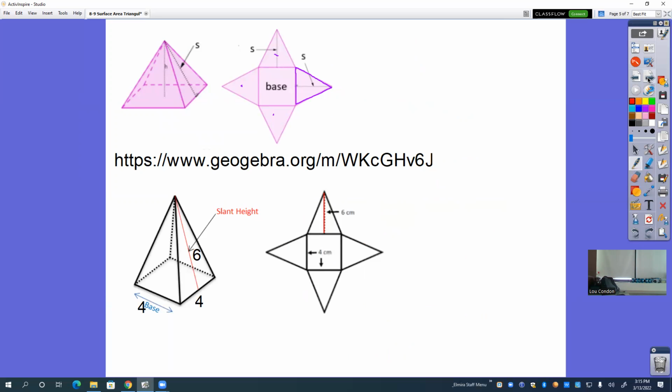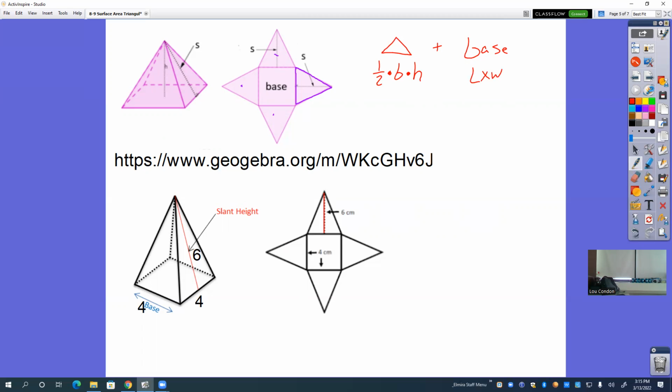Okay, and for a square-based pyramid, you would find the area, once again, of the triangle, which would be 1/2 times the base times the height. But this time, with it being a square base, we're going to have a base, which is simply just length times width.